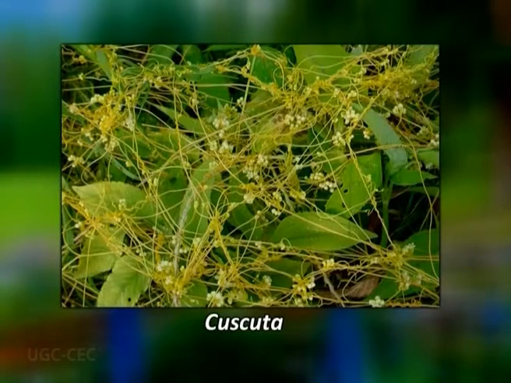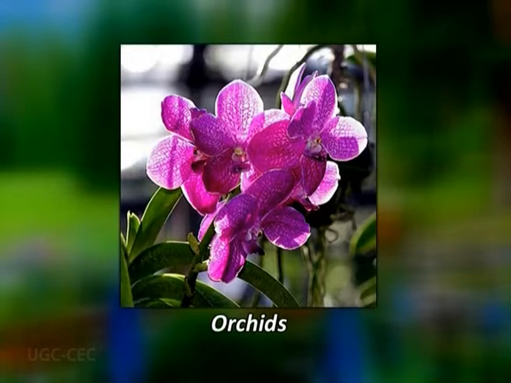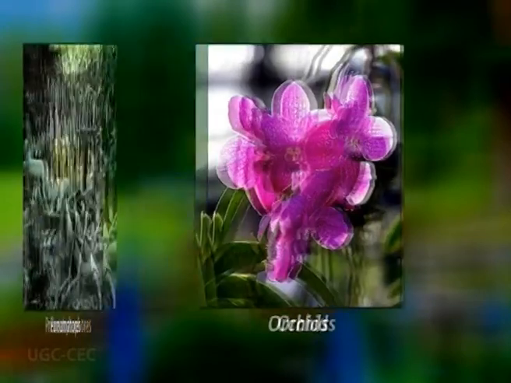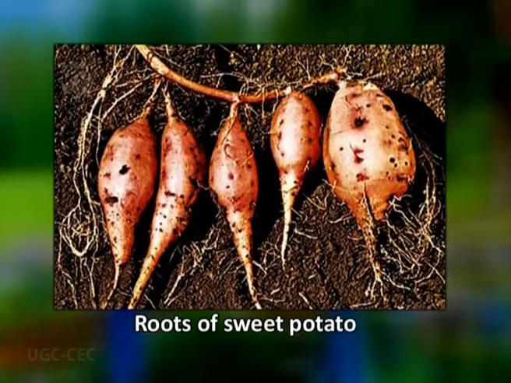The parasitic roots of Cuscuta help the plant to obtain ready-made food and also water from the host stem. The root nodules of leguminous plants contain nitrogen-fixing bacteria that can fix free nitrogen of the air. The hygroscopic roots of orchids help them to absorb moisture directly from the air. The pneumatophores or breathing roots help in respiration. The roots of sweet potato help in vegetative propagation because they bear adventitious buds.